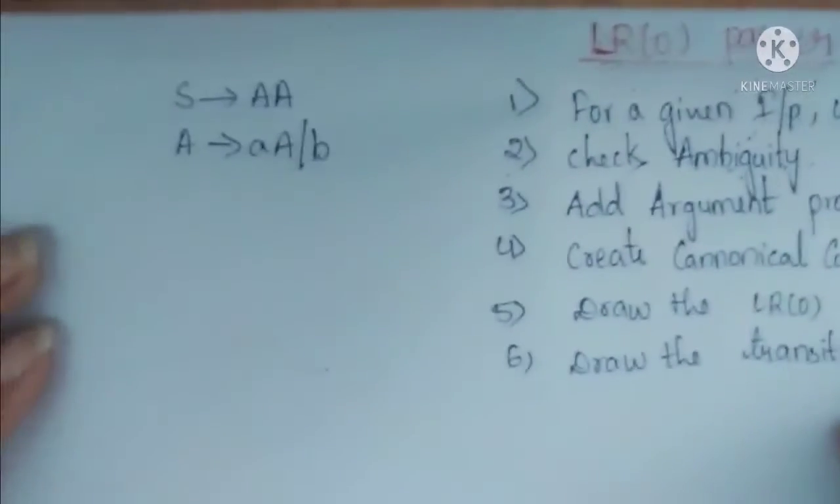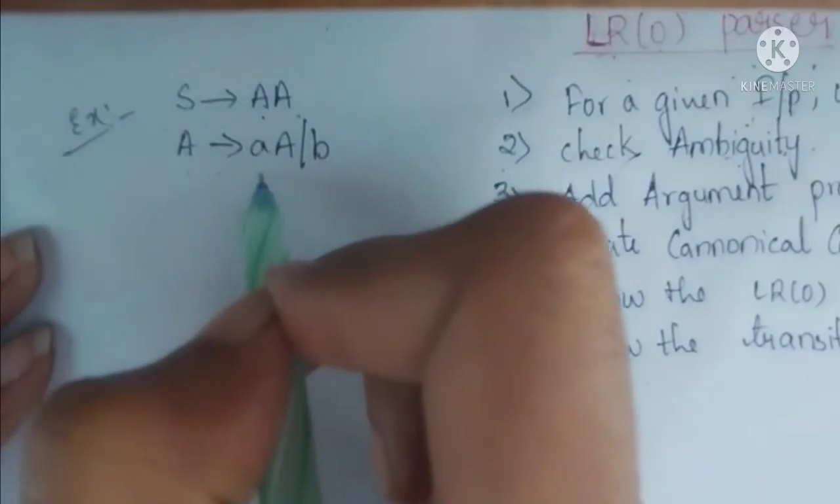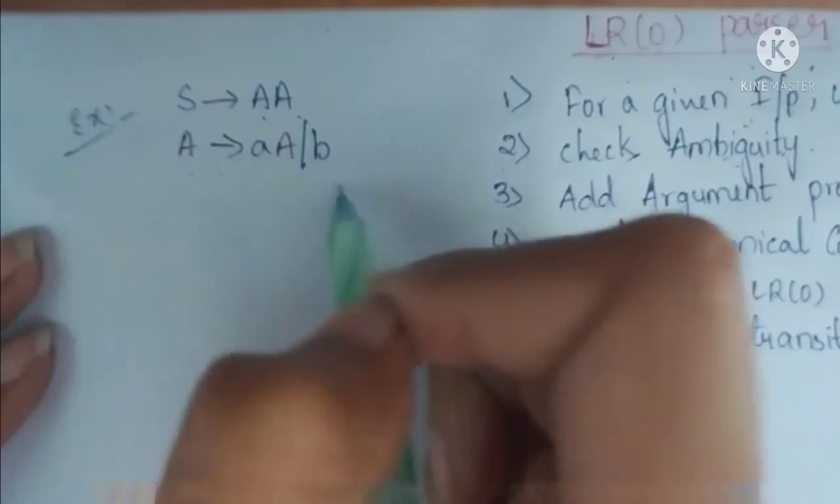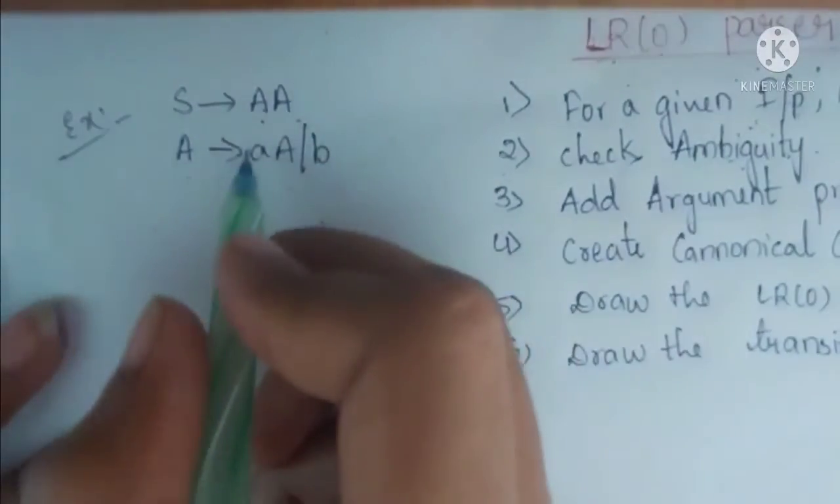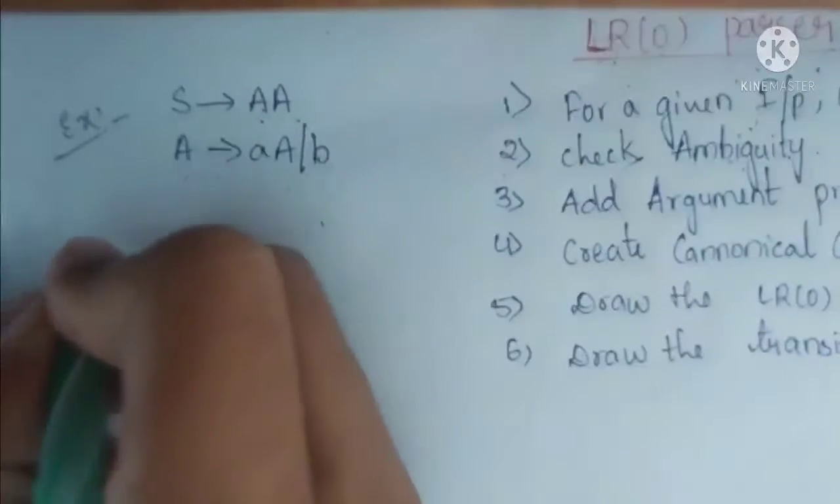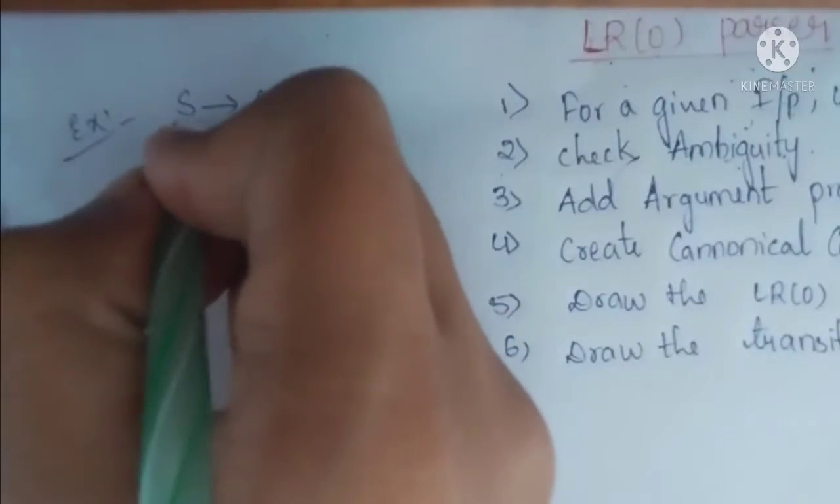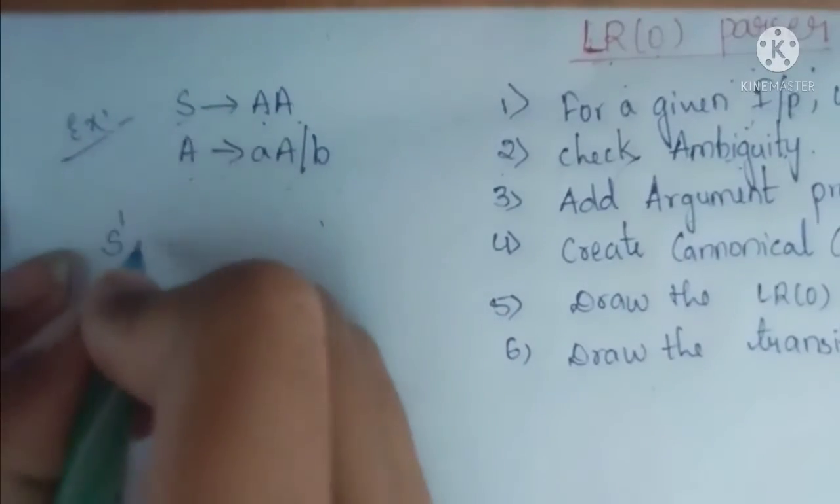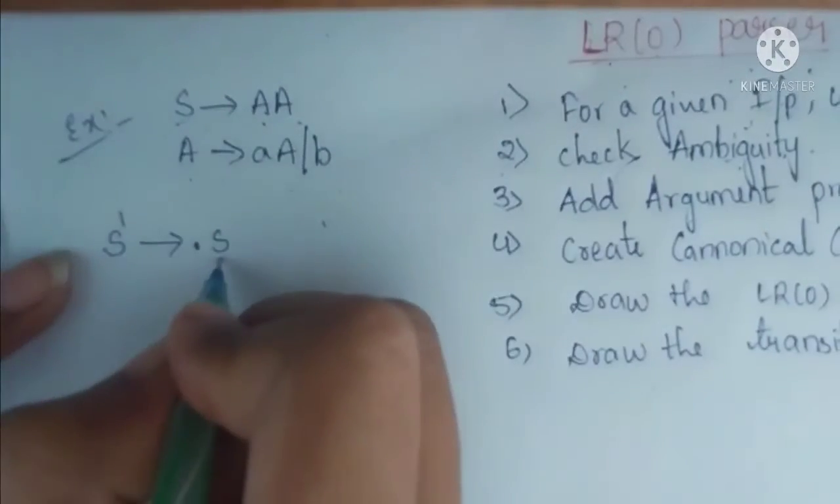So look here, this is an example. We have two productions, that is S tends to AA and A tends to small a capital A slash B. These are the productions. So for this grammar, you have to first add the augmented production. What is the augmented production? Take the starting symbol, that is S dash tends to dot S. This is an augmented production.